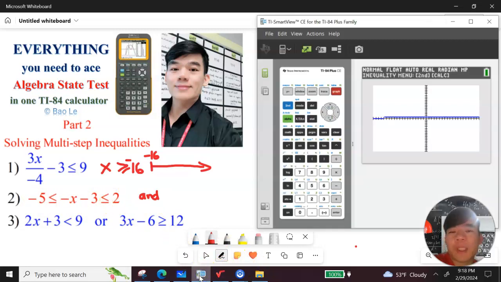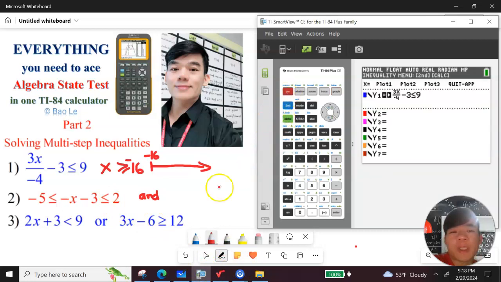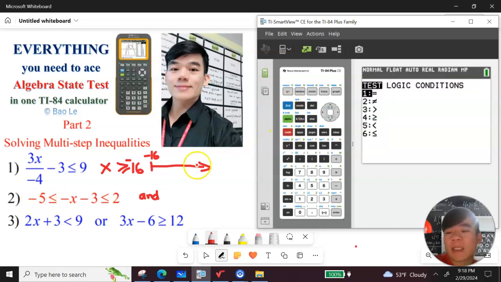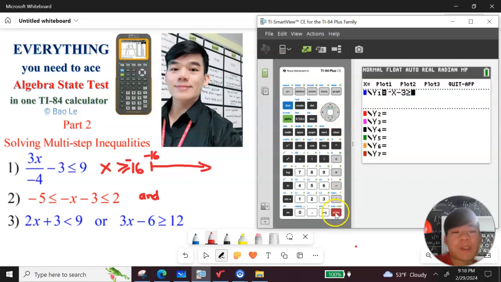Now I'm going to bring up the calculator. I hit Y equals again and clear everything right here. Now I put -x minus 3. Now greater than or equal to -5, so I hit second, Math. Because -x minus 3 is greater than or equal to -5, I put number 4, which is greater than or equal to. I put -5 right there.